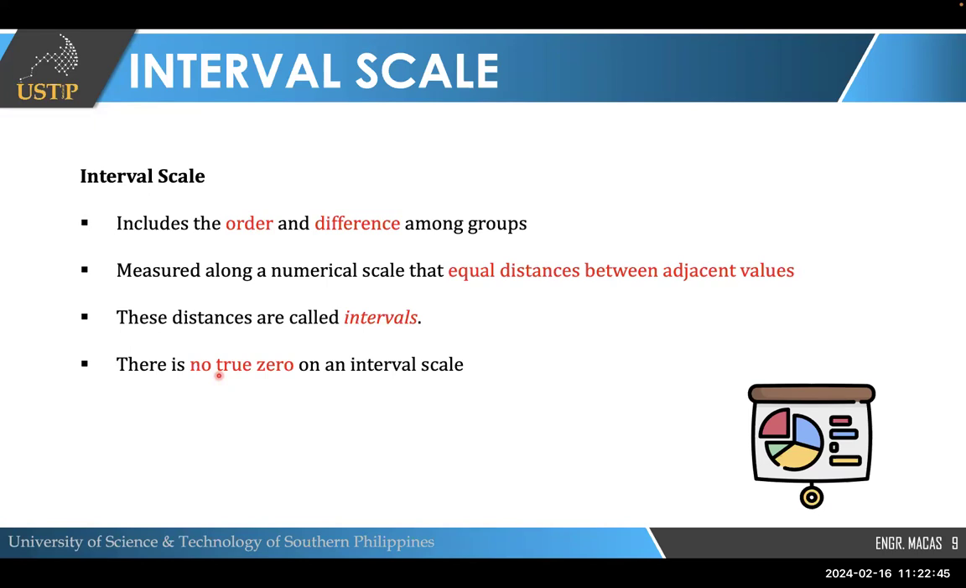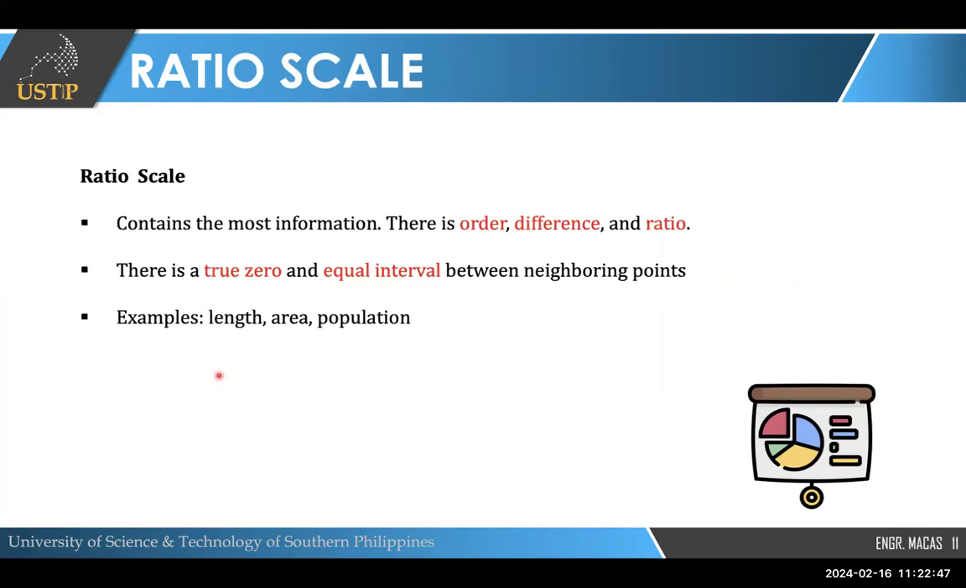Now let's go to the ratio scale. The ratio scale contains the most information in your data. It has order, difference, and ratio, and also a true zero and equal intervals between neighboring points. Examples are length, area, and population. Again, this contains the most information, so what is lacking in the other types of numerical data or scales is all found in your ratio scale.